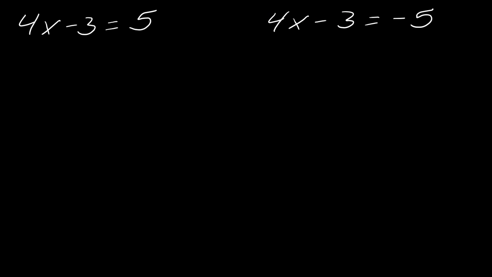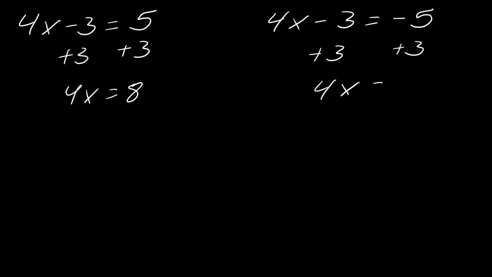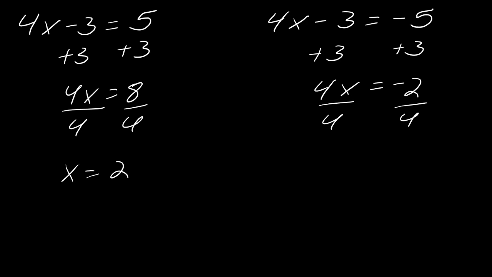Okay, so now I've got everything set up, and I can go ahead and just solve for my x's. So I can go ahead and add the 3 to all sides, plus 3. So I have 4x equals 8, and 4x equals -2. And then I can divide by 4, so this is going to be x equals 2. And divide by 4, and this will be x equals -1/2.